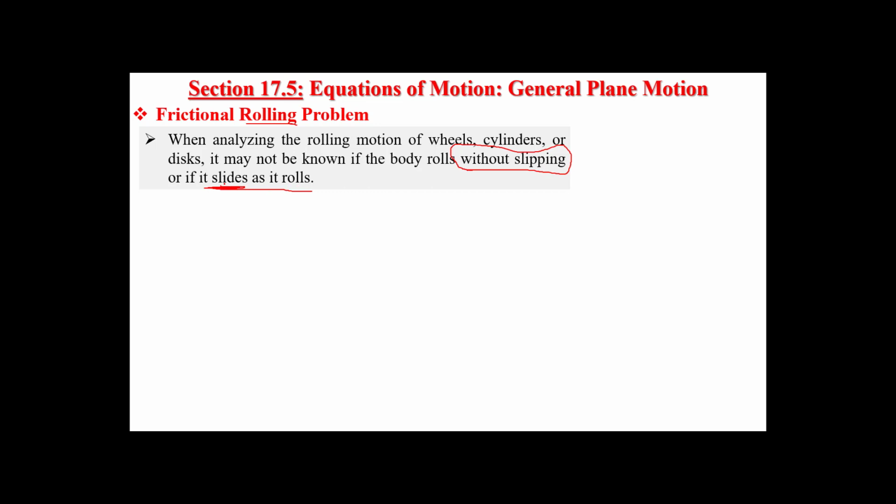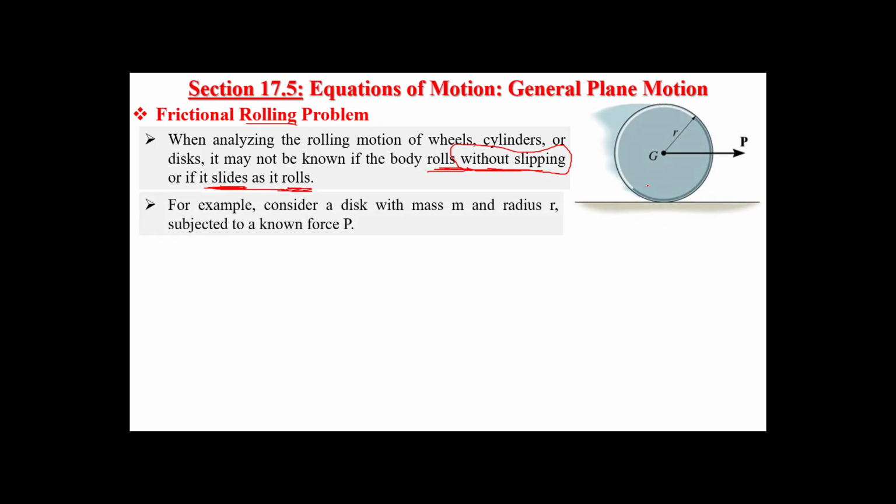Okay, so it will translate due to sliding, but it will rotate about its centroid. Okay, so there is roll, but there is slide. In this scenario, it will translate, but there is no slip. Okay, translated due to rolling. Okay, roll without slipping. Okay, here in this example.